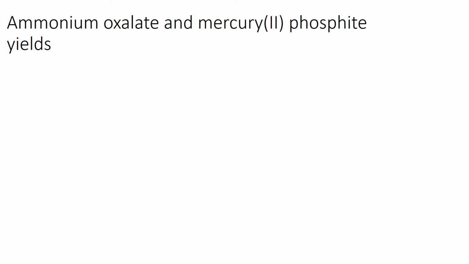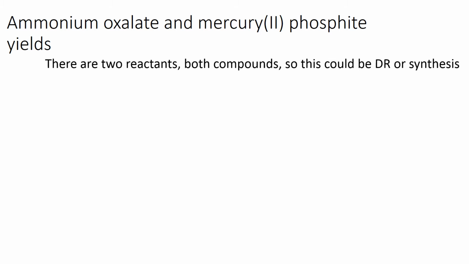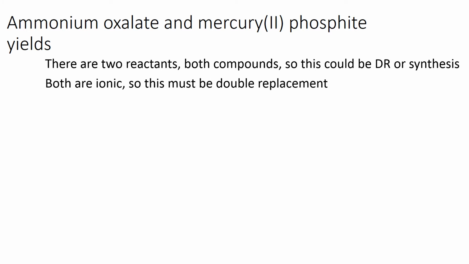Ammonium oxalate and mercury 2 phosphite yields what? There are two reactants, both are compounds, so this could be either double replacement or synthesis. Both are ionic compounds, so this must be a double replacement reaction.